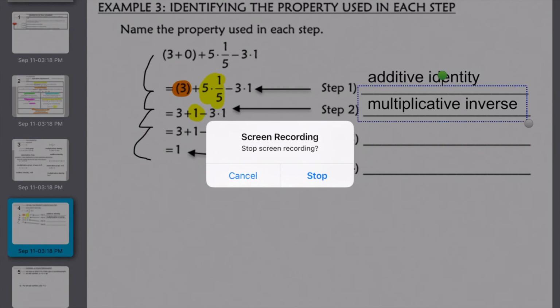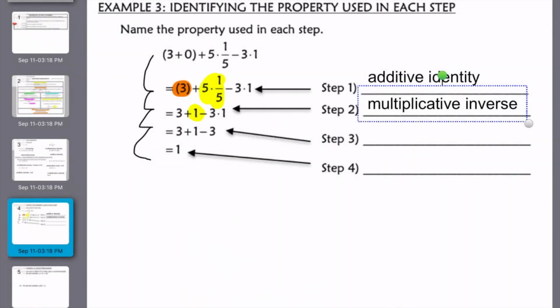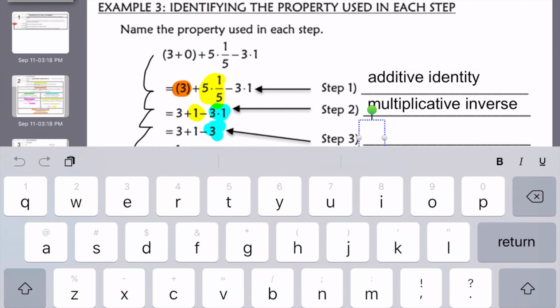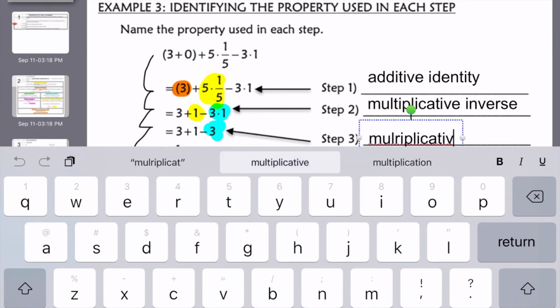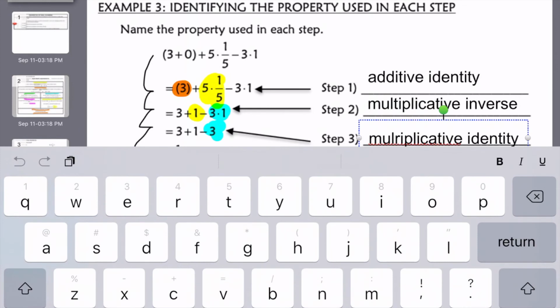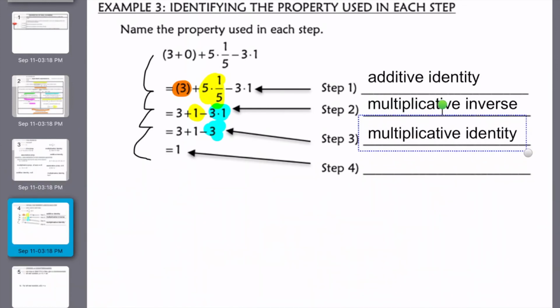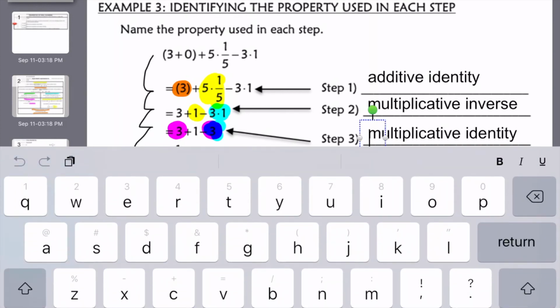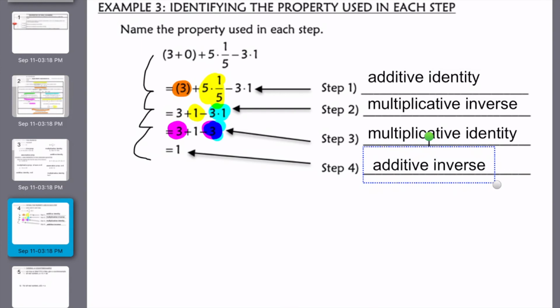Next, I see that they took care of this 3 times 1 and just made it 3, which in this case is going to be the multiplicative identity. That's not multiplicative, is it? There it is. Now it's multiplicative. And then finally, I see that they were able to get rid of this 3 minus 3 here. That is an example of additive inverse. So that's how I use all of my properties to get down to that final answer being 1.